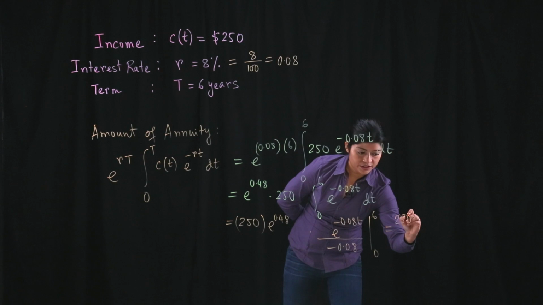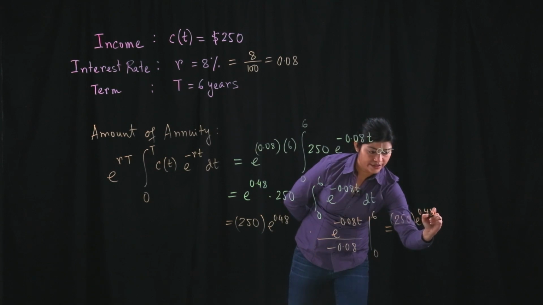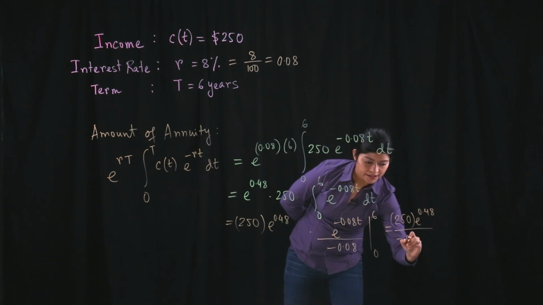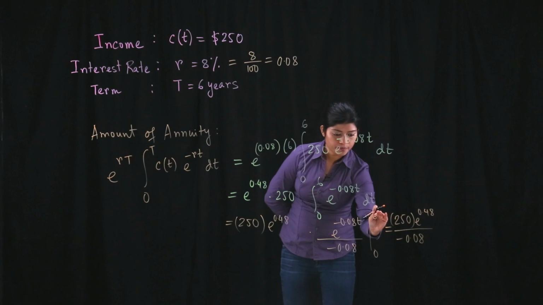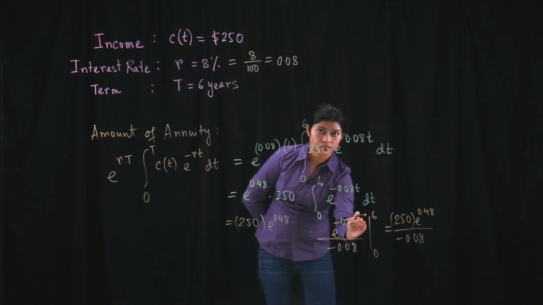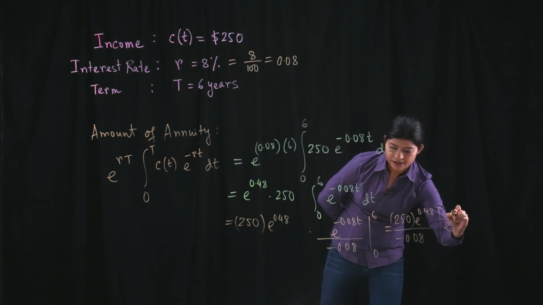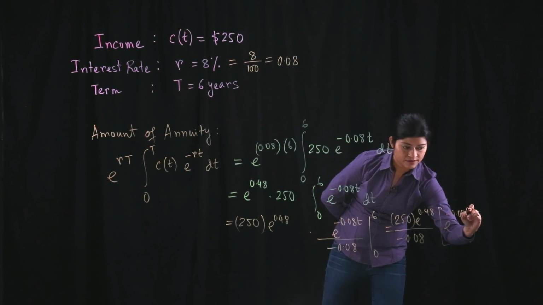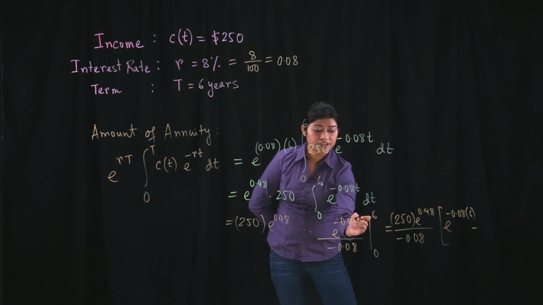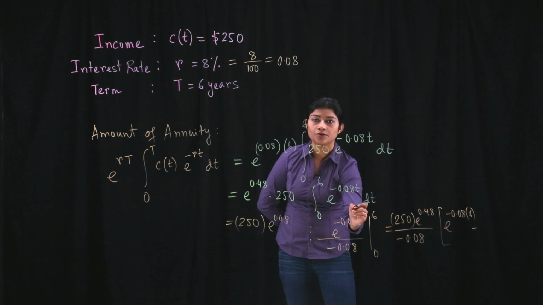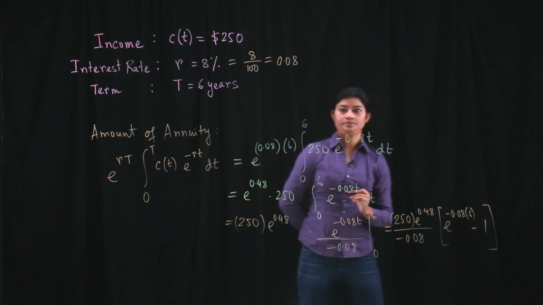So this is 250 times e to the 0.48 divided by negative 0.08. That's the constant. I'm combining all the constants. And then I'm going to plug in 6 into t and then 0 into t and subtract. So we'll have e to the power negative 0.08 times 6 minus, look, when you plug in 0 for t, you get e to the power 0. And e to the power 0 is just 1. So you will have minus 1 here.